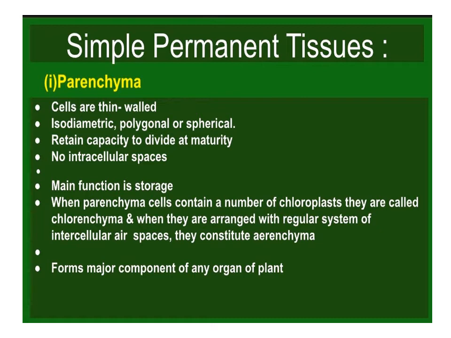Simple permanent tissue. First, parenchyma. Parenchyma forms the major component within the organs. The cells of the parenchyma are generally isodiametric. They may be spherical, oval, round, polygonal, or elongated in shape. Their walls are thin and made up of cellulose.